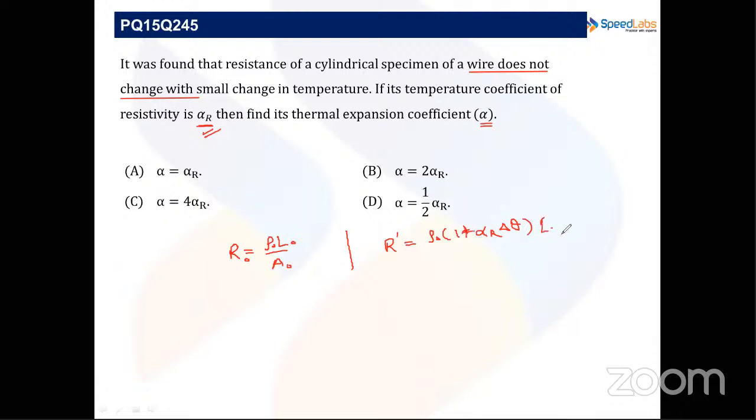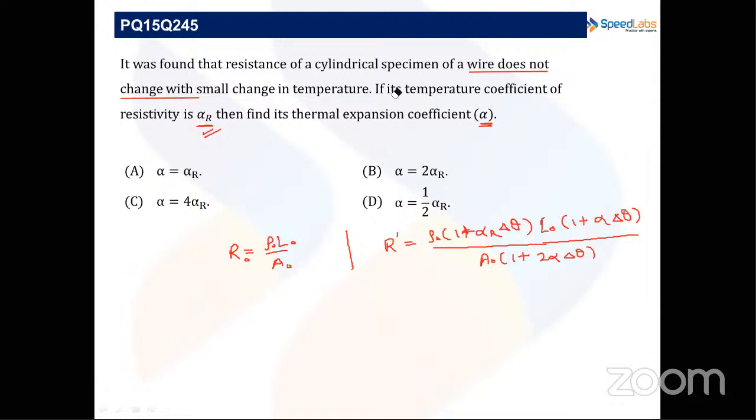Then L becomes L naught 1 plus alpha delta theta, because that is the temperature coefficient of length. I am assuming the thermal expansion coefficient is alpha. Next is by A. Area becomes A naught, again 1 plus beta delta theta, and beta is nothing but 2 alpha. It's twice the coefficient of linear thermal expansion, right? So 2 alpha delta theta. Now you just multiply it. So what do you get?